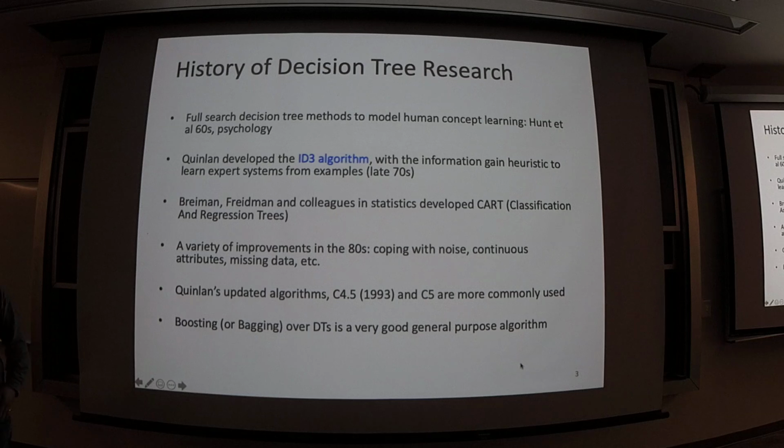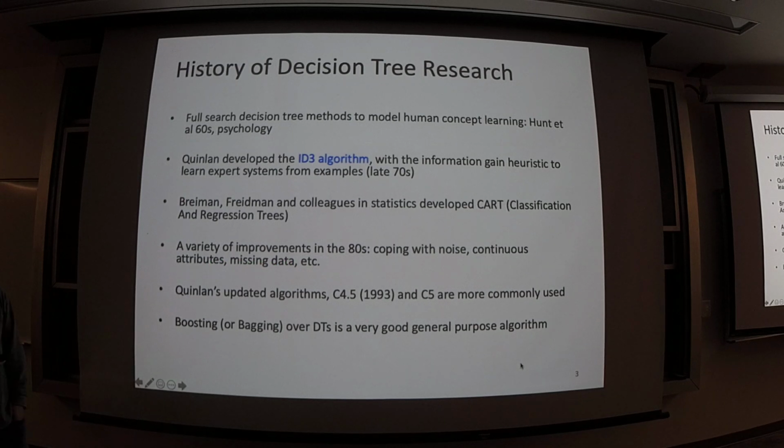Right? And then later, statisticians developed the CART algorithm, called classification and regression trees, based on ID3. As we mentioned, regression trees can predict continuous labels. And then a variety of improvements for decision tree learning were proposed in the 1980s, coping with noise, continuous attributes, and how to deal with missing data, etc.